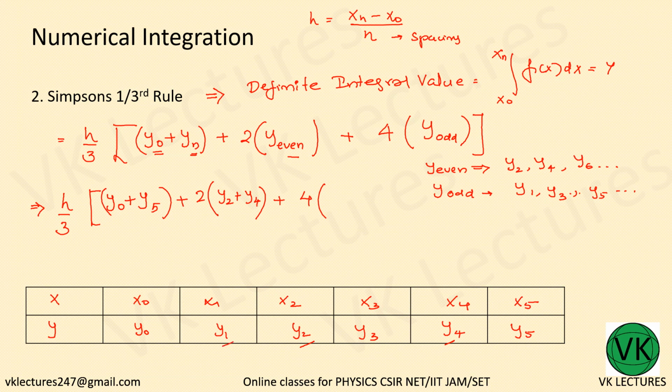Odd terms include y1, y3, and y5 is not included, so only two terms, y1 and y3. y5 is in the first term, so there you write y0 plus y5. So this is the formula for Simpson's 1/3 rule. Here you have h by 3 into y0 plus y5 plus 2 into y2 plus y4 plus 4 into y1 plus y3 according to this example.